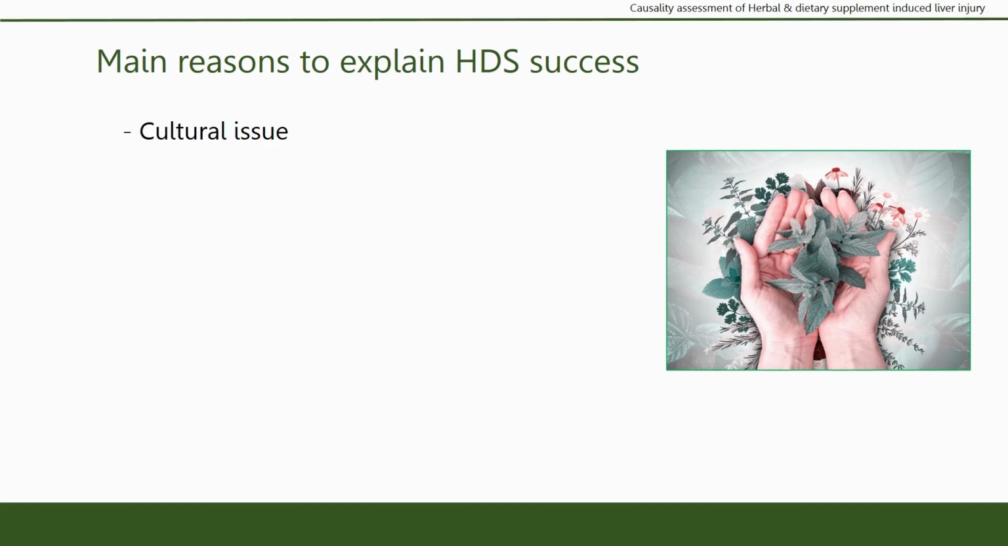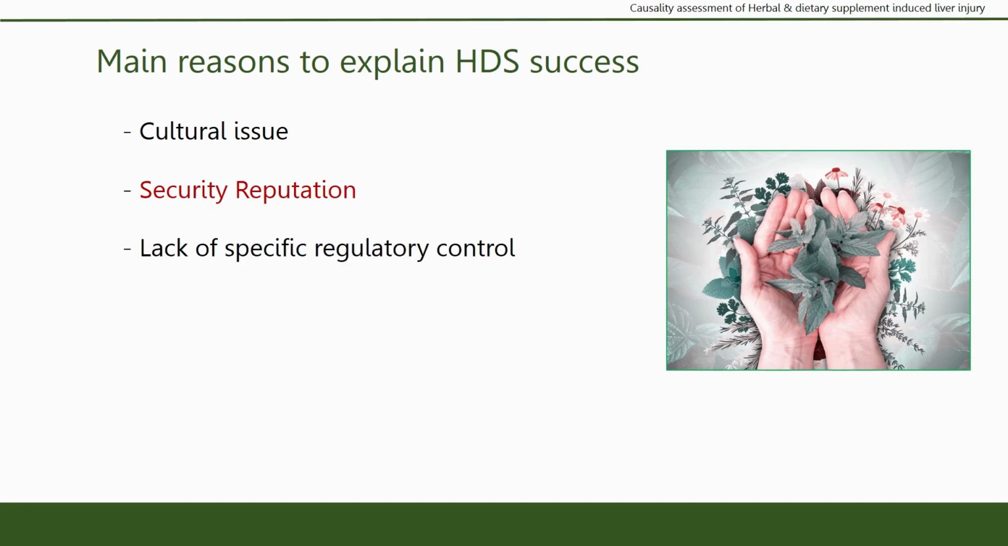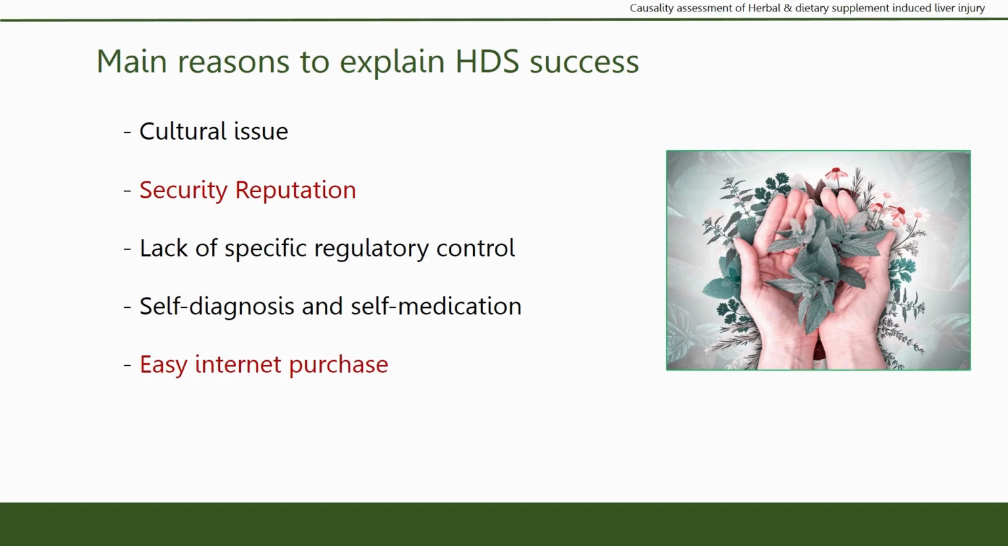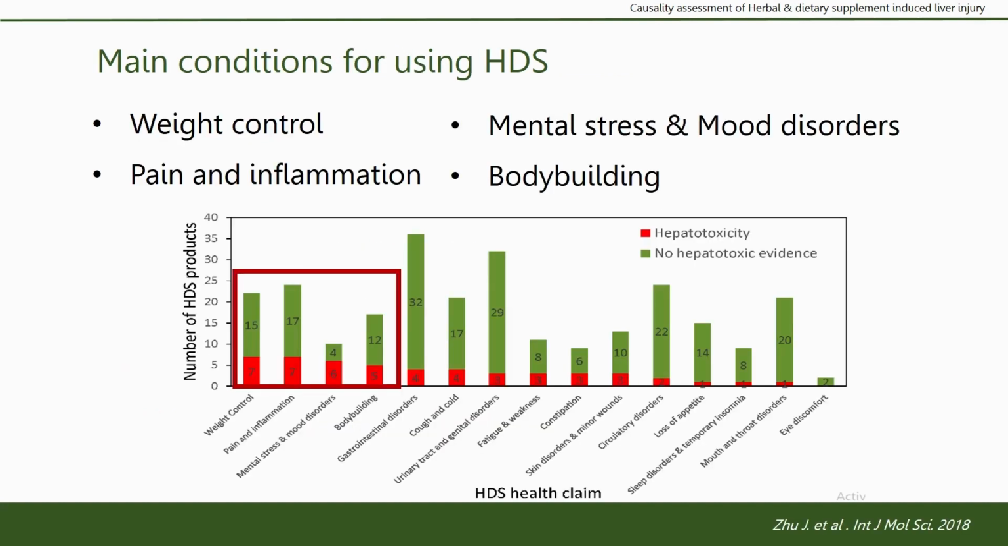Beyond the cultural issue, as happens in many countries of Asia, there are many reasons connected with the higher consumption of herbals, starting with a historical security reputation, a lack of specific and rigorous regulatory control, self-diagnosis and self-medication with very easy access, besides the frustration with the lack of success of traditional medicine, like what happens in obesity. In this slide, we can see that herbal use for weight control is one of the most common causes of liver toxicity.